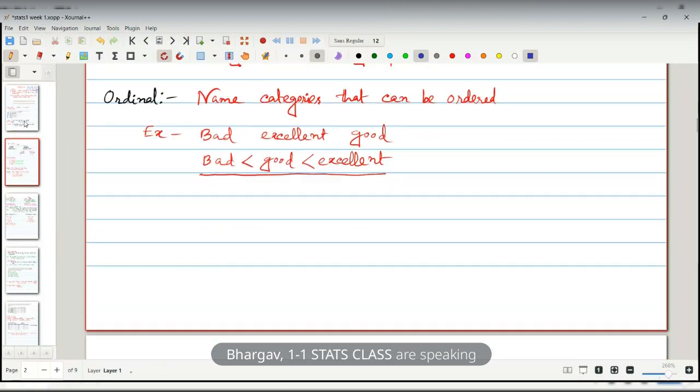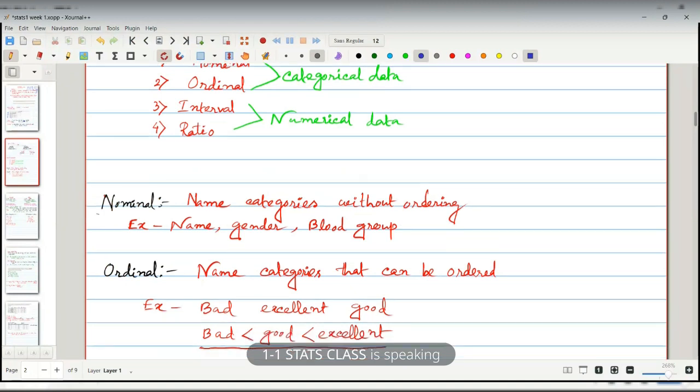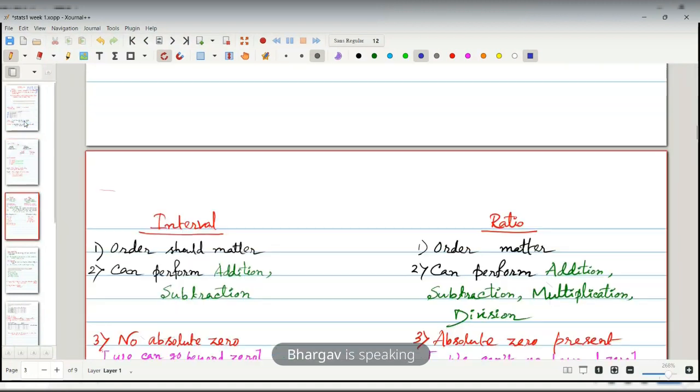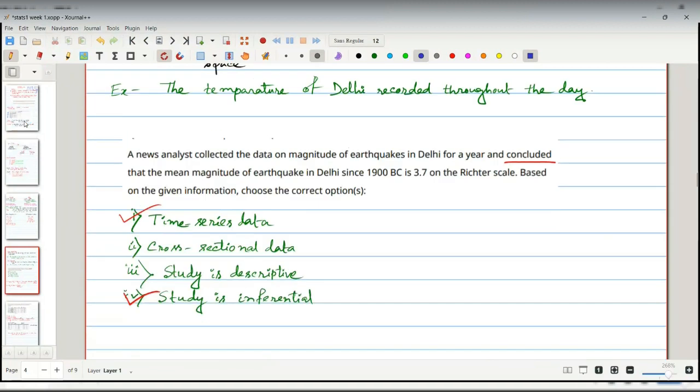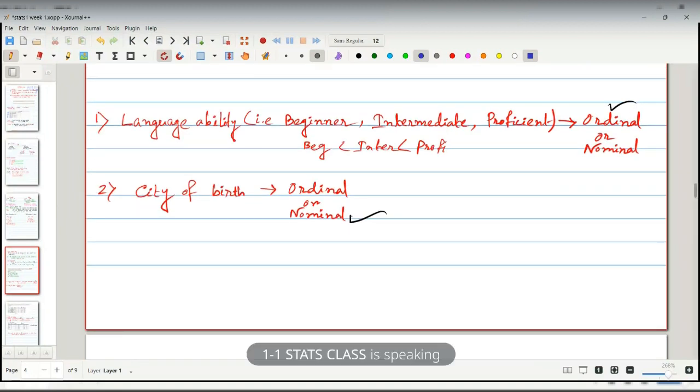I will discuss the examples, then it will be clear. Next is ordinal. Ordinal is named categories that can be ordered. If we take an example, bad, good, excellent, we can order these: bad is less than good, less than excellent. Here is the example. Language ability: beginner, intermediate, proficient. This is ordinal or nominal? It's ordinal. Why? Because you can order these things. Proficient is better than intermediate, intermediate is better than beginner. We can order this, so this is ordinal scale of measurement.